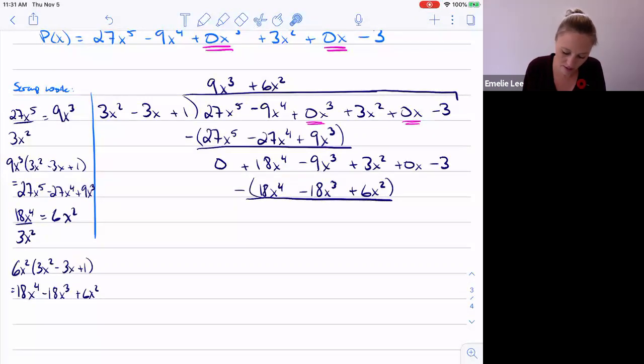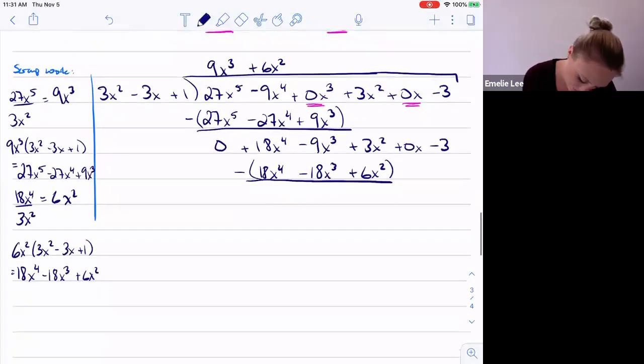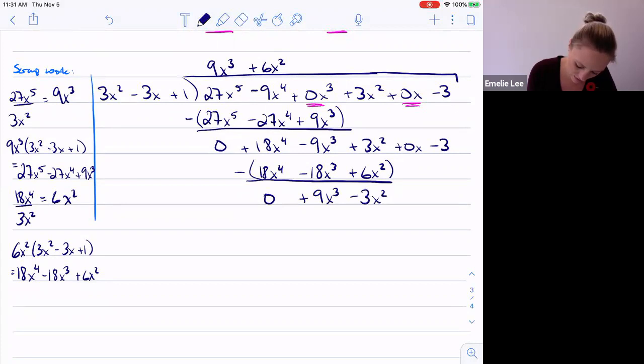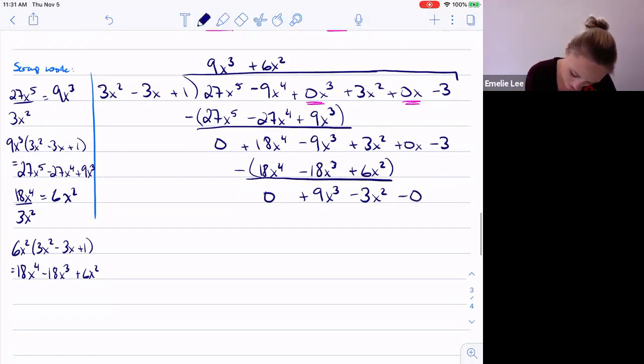0. Negative 9 plus 18 makes positive 9x to the 3. 3 minus 6 is negative 3x squared. And then, of course, bring down your 0x minus 3. Plus 0x minus 3. Okay.